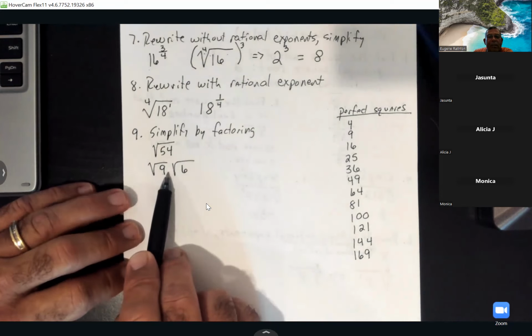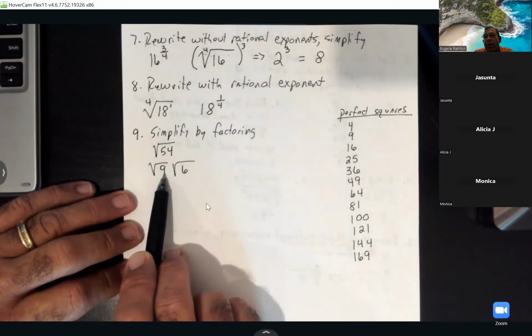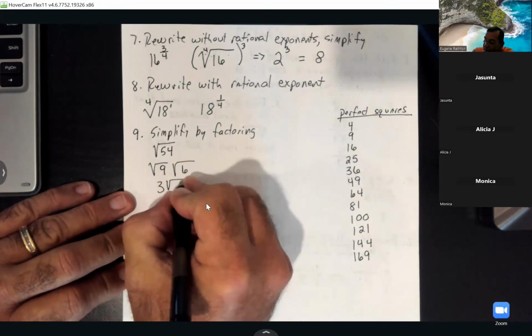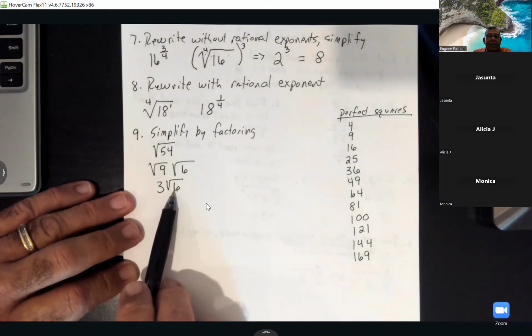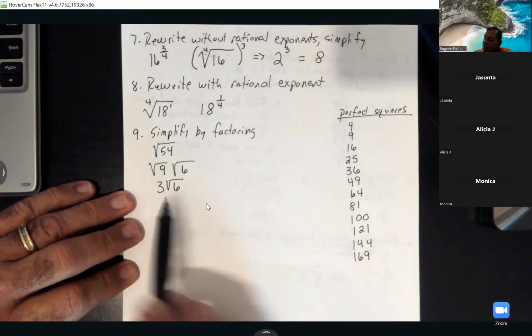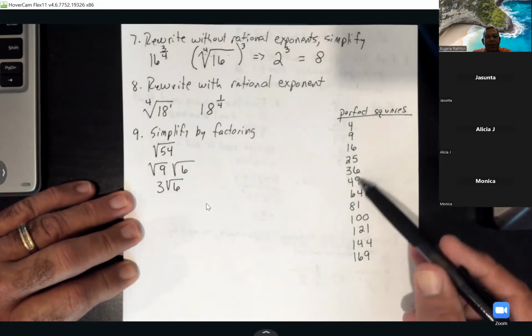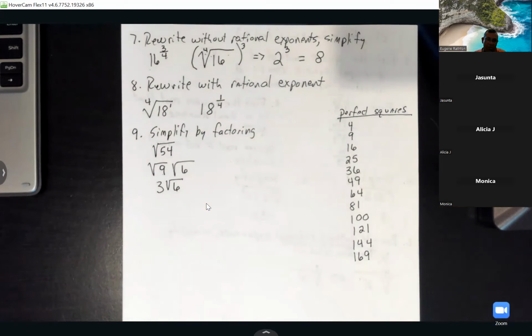The reason I chose 9 is because it's a perfect square, and I can take the square root of the 9. The square root of 9 would give me a 3, and then bring down my square root of 6. Now, to make sure I'm done, the 6 does not have any of these numbers as a factor. That tells me I've simplified it as far as I can go.